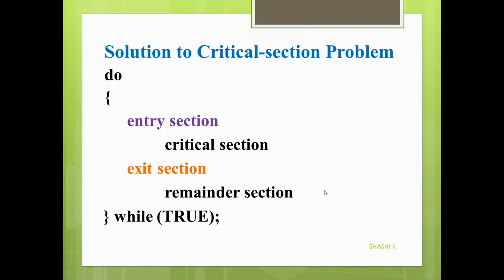Semaphores are used as a solution to the critical section problem, and any solution to the critical section problem usually looks like this. Any process that wants to enter the critical section first has an entry section, where it requests entry. This is followed by the critical section, and then by the exit section. In the exit section, it has some code for updating the semaphore variable. This is how a normal solution to the critical section problem looks.